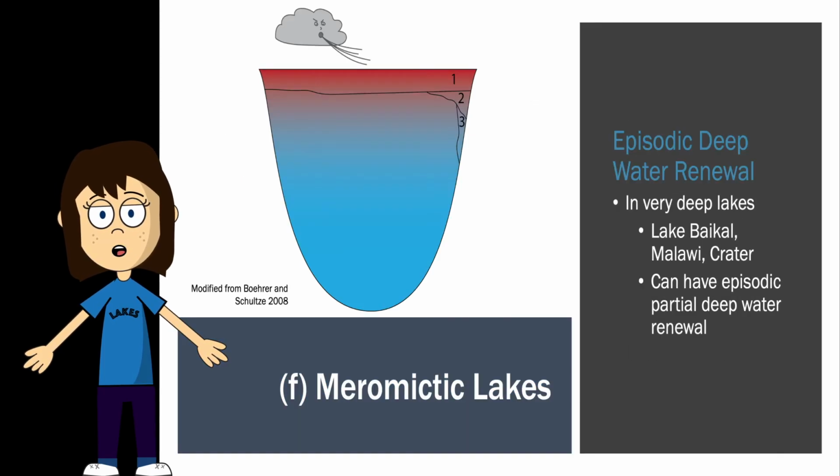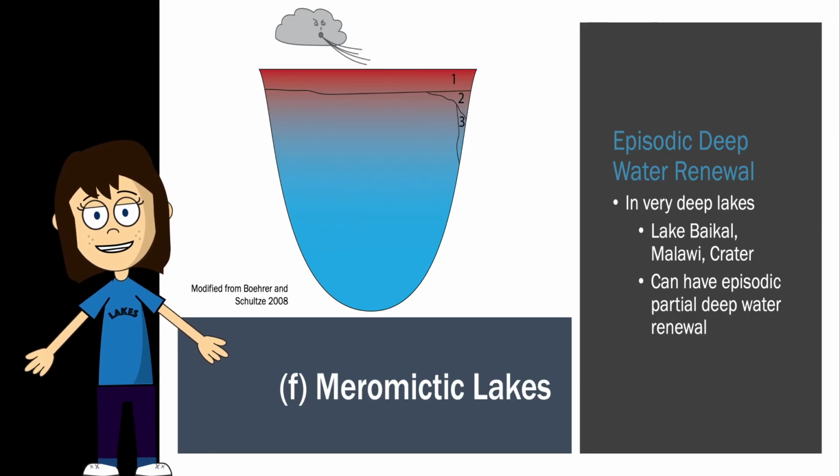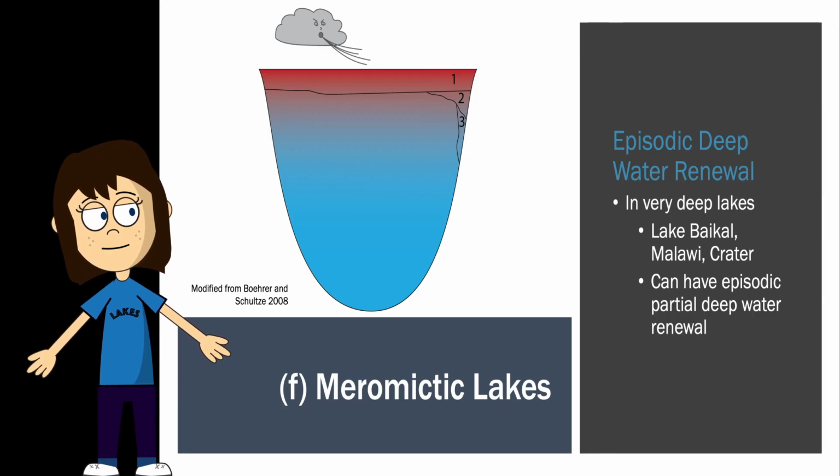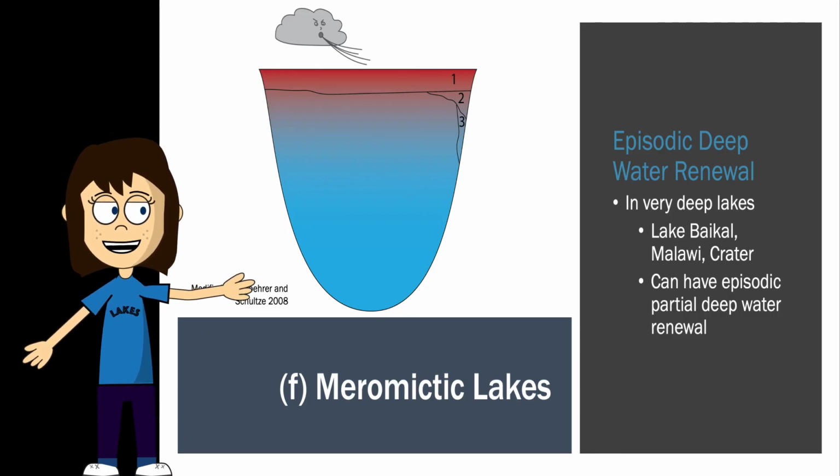But this doesn't mean the monomolimnion never receives new water. In fact, many meromictic lakes have periods of episodic deep water renewal, and this has been well studied in very deep lakes like Lake Baikal or Lake Malawi, where you might have intense cooling at one end of the lake or a big windstorm, where pockets of water from the mixolimnion are entrained down into the monomolimnion.